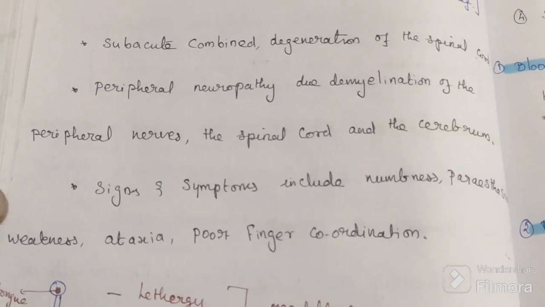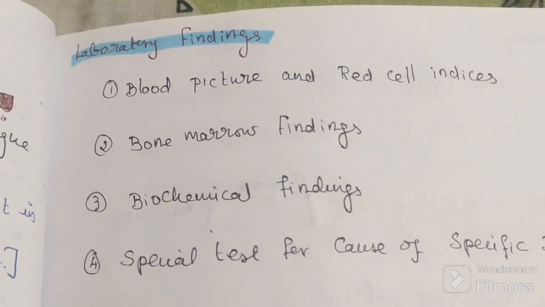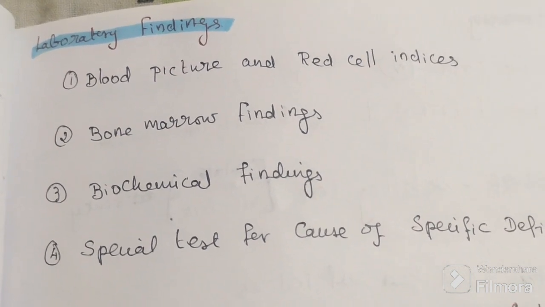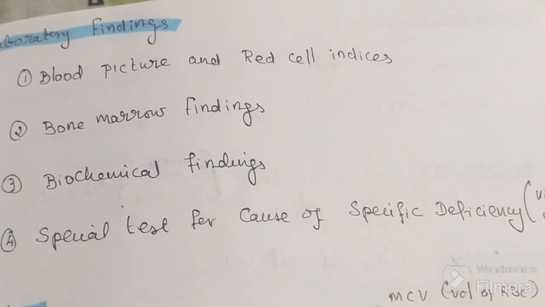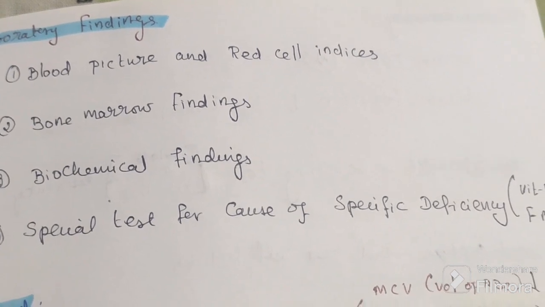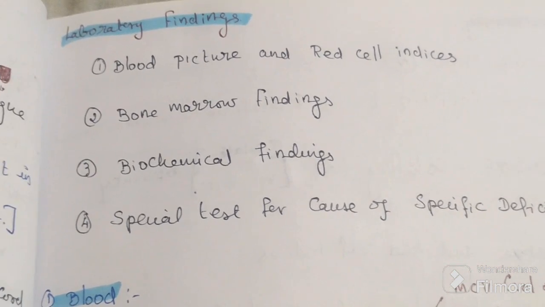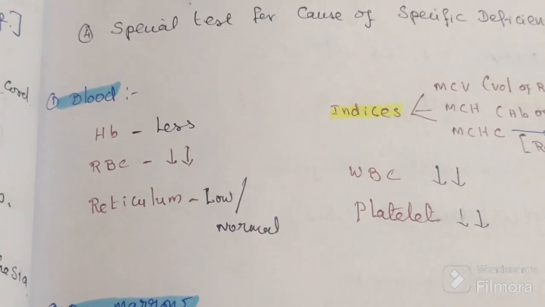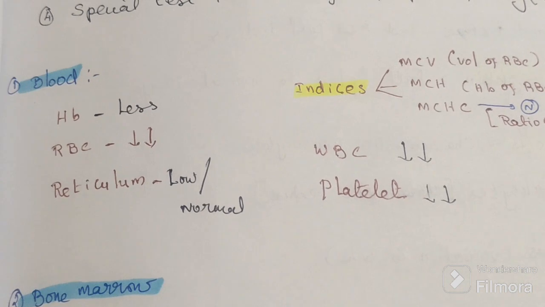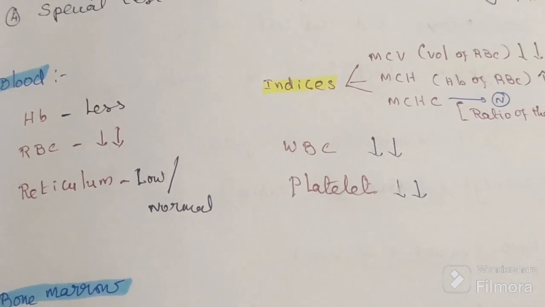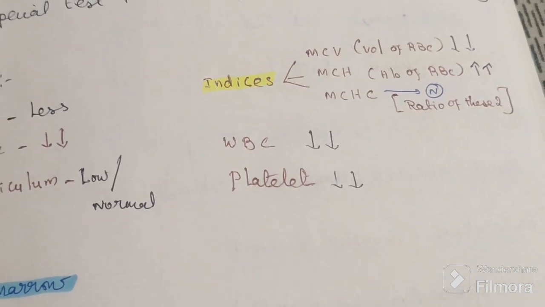So what are the other laboratory findings of megaloblastic anemia? Blood sample collection, bone marrow findings, biochemical findings, and special tests for the causes of specific deficiency of vitamin B12 and folic acid. In the blood samples, what tests do we want to do? Hb, then RBC, then reticulocytes, indices MCV, MCH and MCHC, then WBC and platelets.